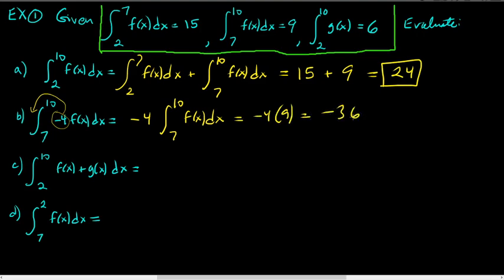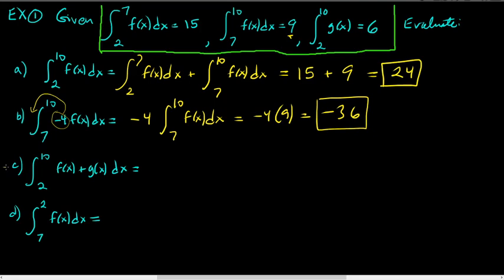negative 36. Now remember, definite integrals can be positive or negative. We're not saying the area is a negative number, but this area, the 9, is positive. When you multiply any positive number times a negative number, like -4, of course you just get a negative. So definite integrals can be negative, even though areas are not. Okay, so keep that in mind.